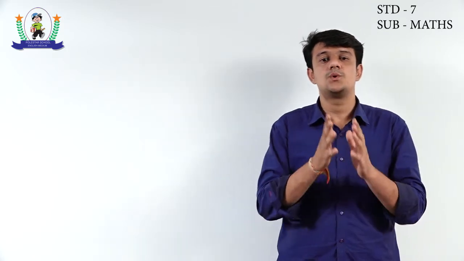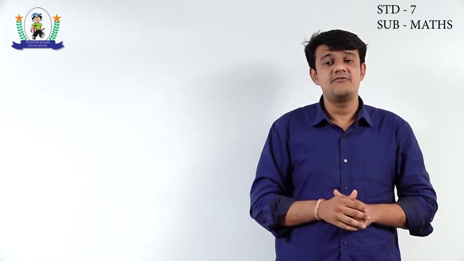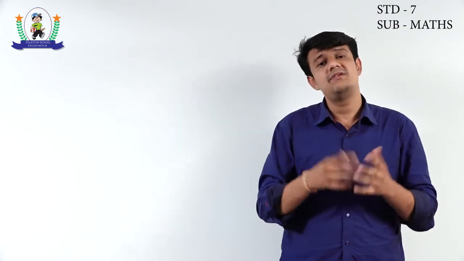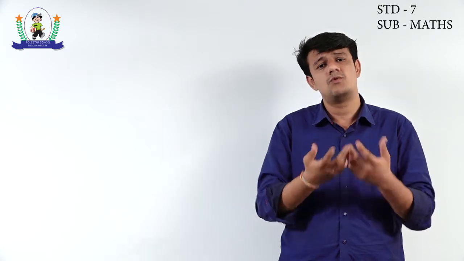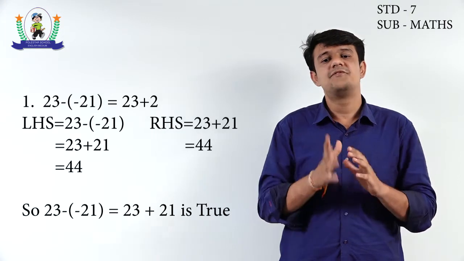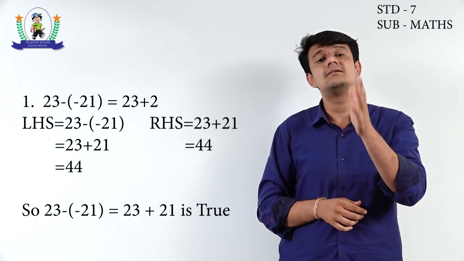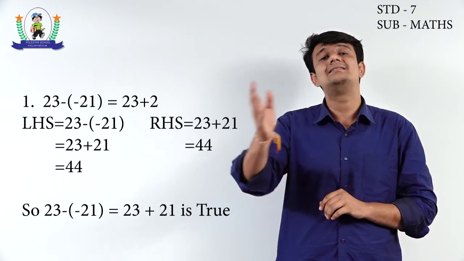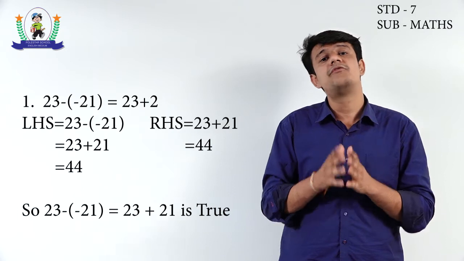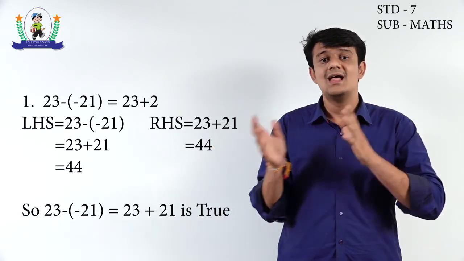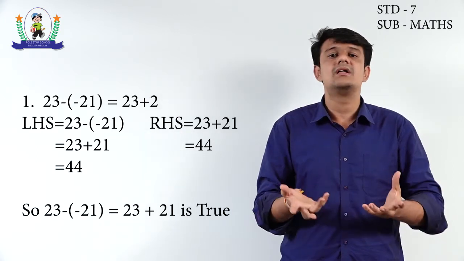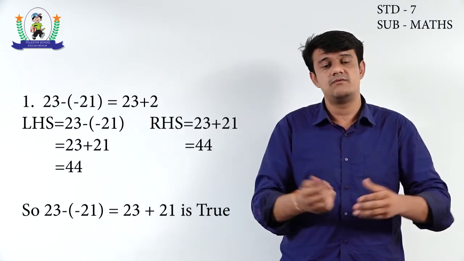Moving to the next question, question number 7. State whether the following statements are true or false. Given statements are there, and we need to tell whether the relationship given is true or false. The first statement says that 23 minus (minus 21) is equal to 23 plus 21. To check this, first we will solve the left hand side, then the right hand side. If the given relationship is equal, then we can say it is true. If not, then it is false.